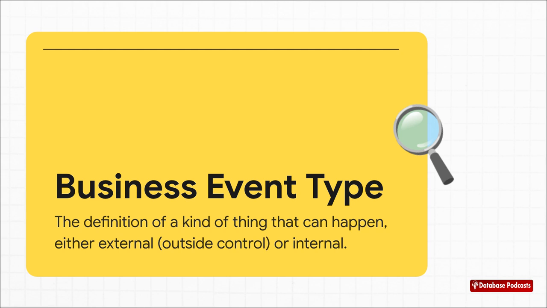Now, for anyone who's worked with databases, this is a huge deal. Think about the old way. You'd have to constantly check a table over and over just to see if a value changed. Talk about inefficient. This whole shift from just polling data to using precise named events, well, that's the secret to creating order out of potential chaos.